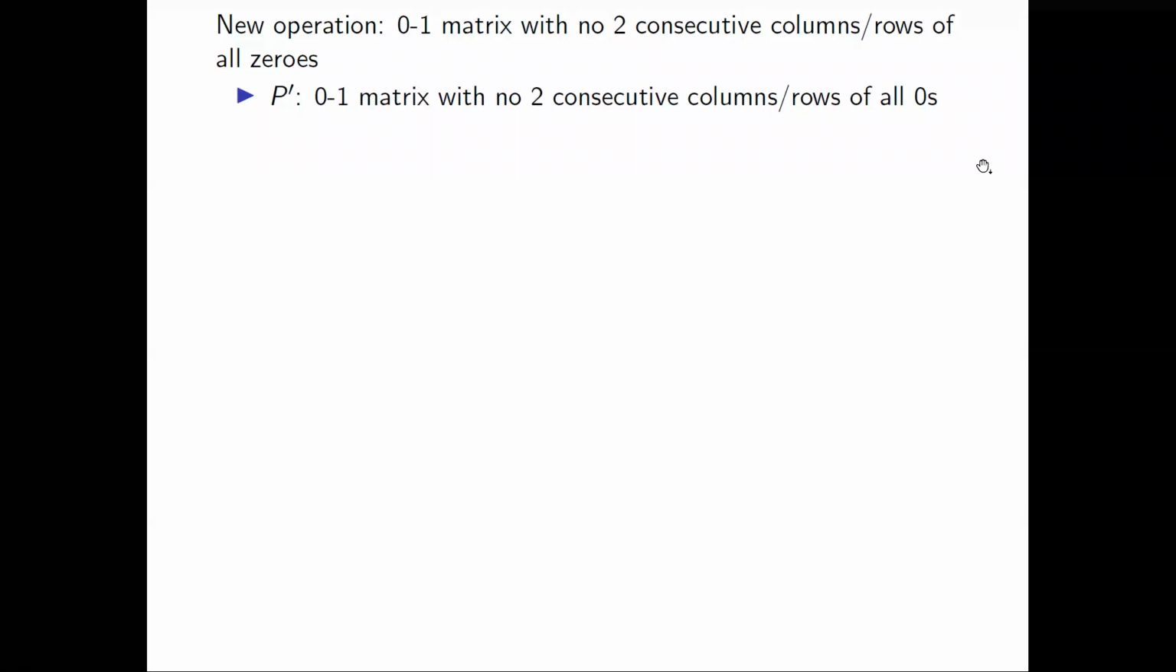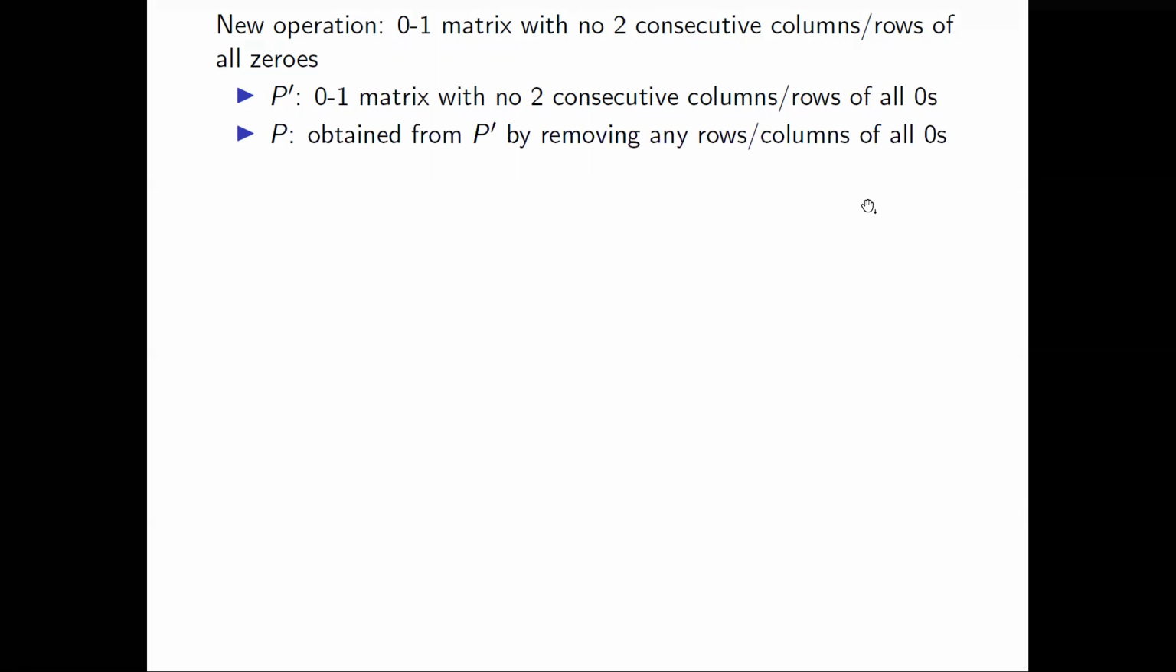So P prime is this 0-1 matrix, which might have some columns, rows of zeros, but it doesn't have two consecutive columns, rows of zeros. It only has at most a single consecutive one. And it might have multiple of them, but those multiples cannot be consecutive. They have to be spaced out.